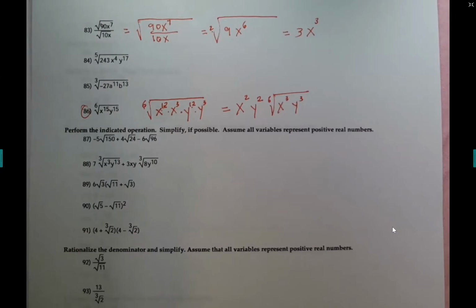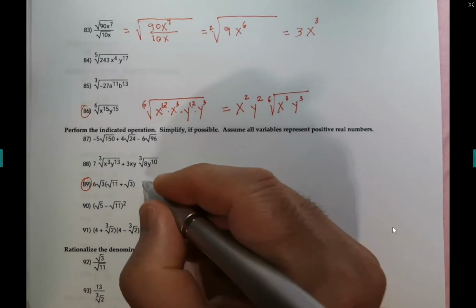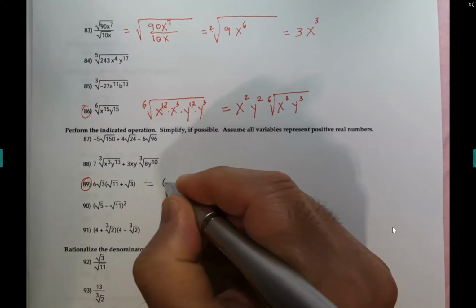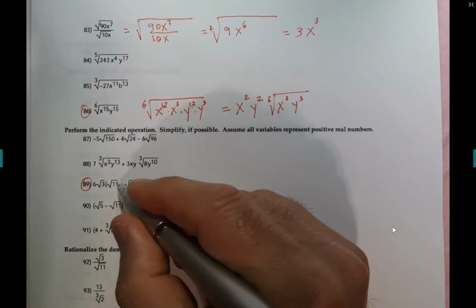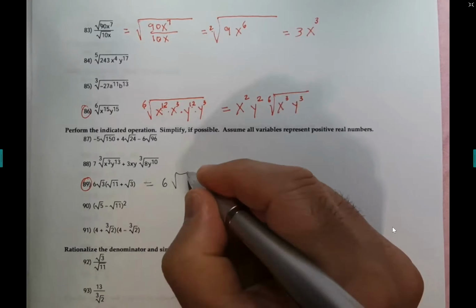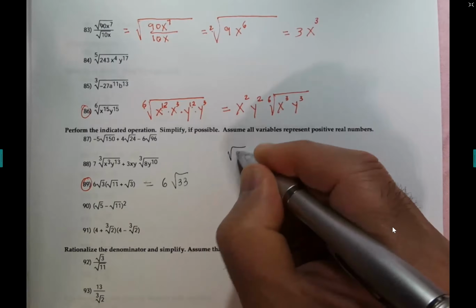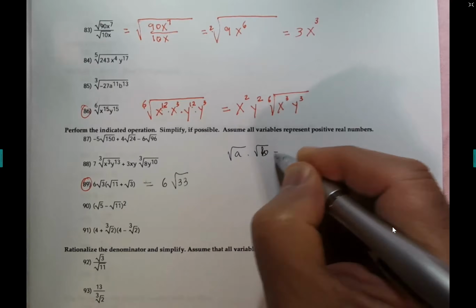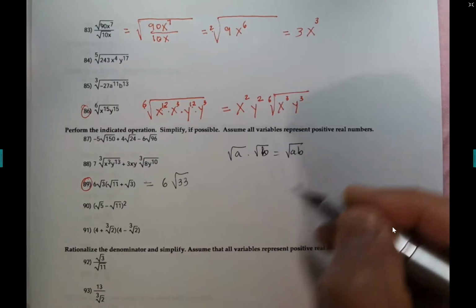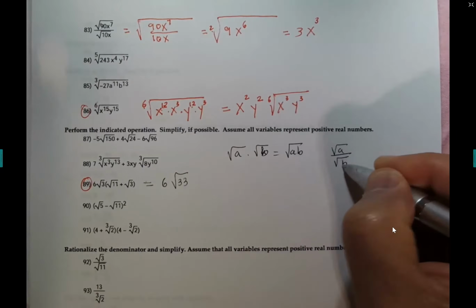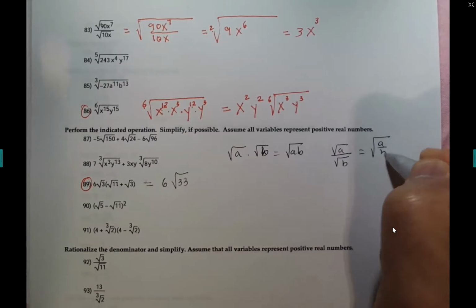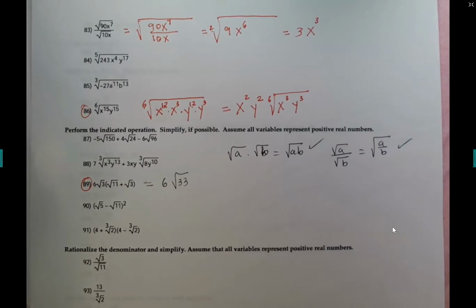Now, operations on radicals, guys. Let's do 89. Just the distributive property, just the way you know it, guys. You know how to work with the distributive property. So that should give you 6 square root of 3 times square root of 11 is square root of 33. So you need to know that square root of a times square root of b equals square root of ab. And square root of a divided by square root of b equals square root of a over b. These are the 2 rules that you need to know.